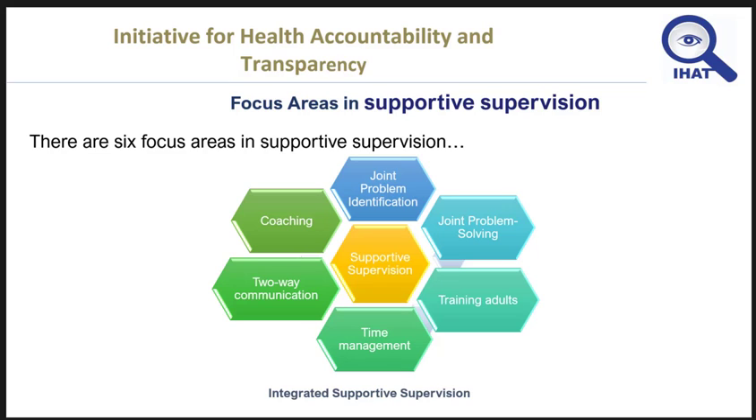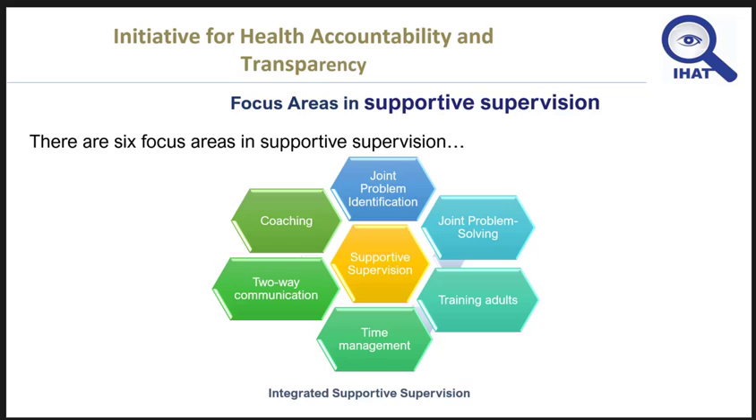The second focus area is the joint problem solving area. Here, the supervisor and the supervisees come together to jointly identify and proffer solutions to the problems that have been causing impediments in the delivery of services.